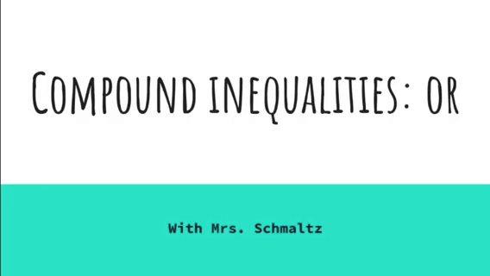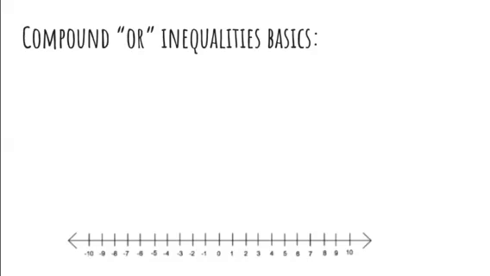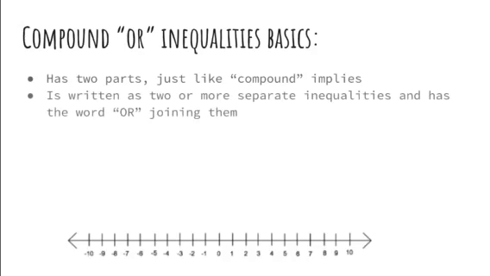Ladies and gentlemen, hello. This video is all about compound inequalities that have the word or in them. So here are some basics for compound inequalities with the word or. It's going to have at least two parts, just like the word compound implies. It's going to be written as two or more separate inequalities that have the word or joining them.